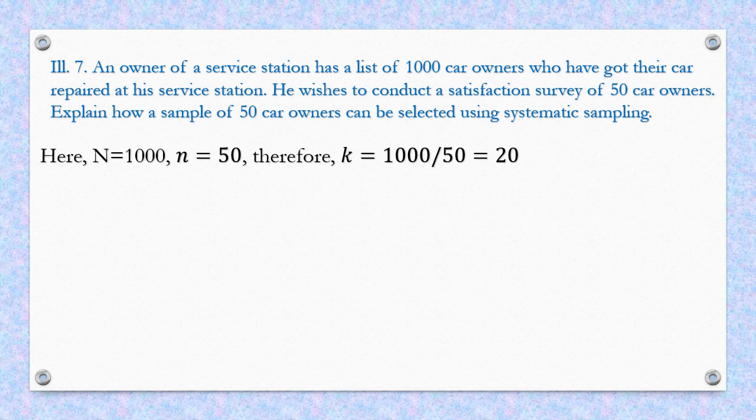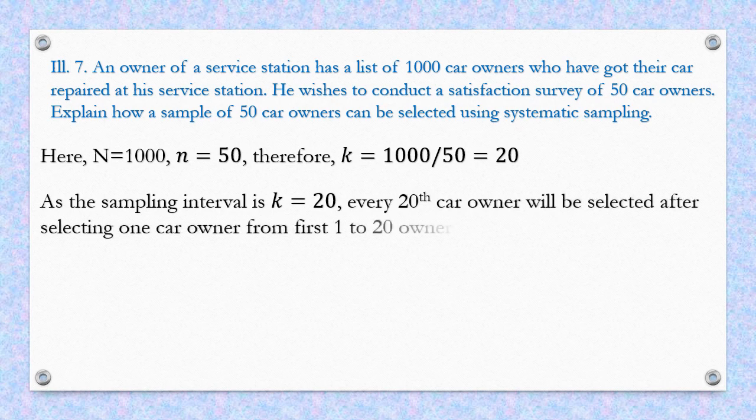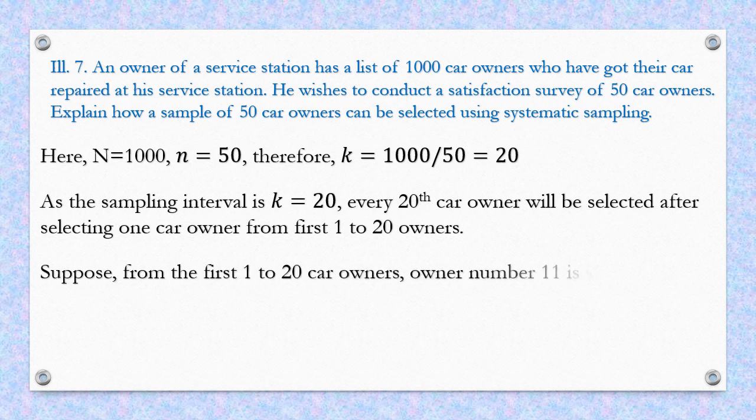So our sampling interval here is 20. So 20, 50 times makes 1000 car owners. As the sampling interval is 20, each 20th car owner will be selected after we select the first car owner from the first 1 to 20 owners. Let's assume that from the first 1 to 20 owners, we randomly select owner number 11.